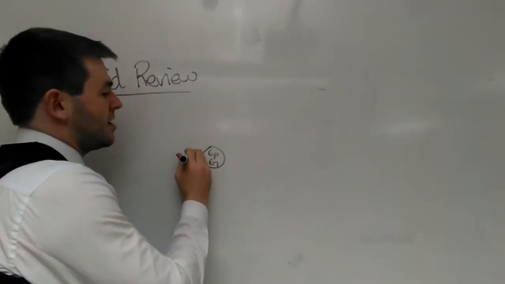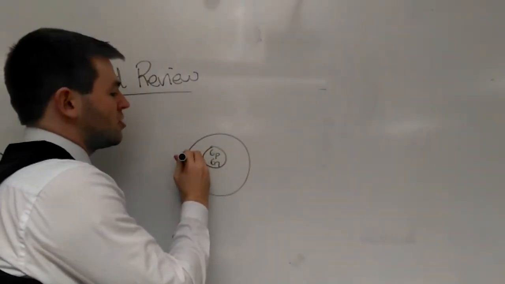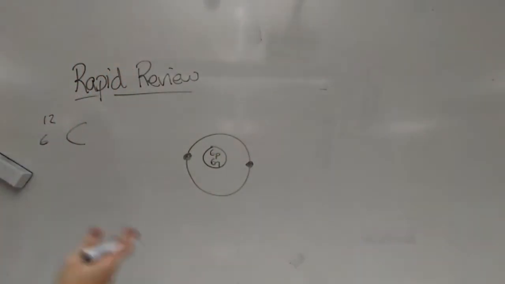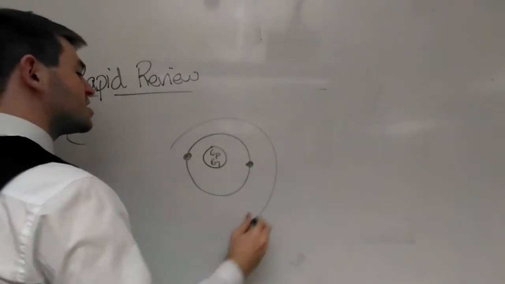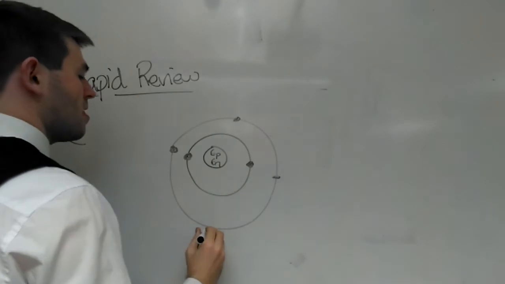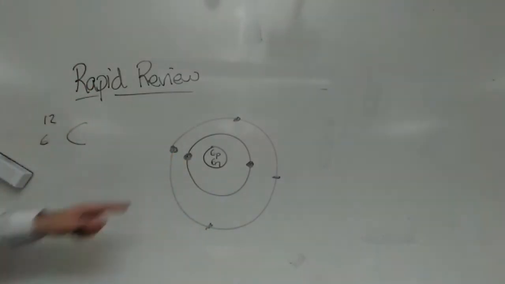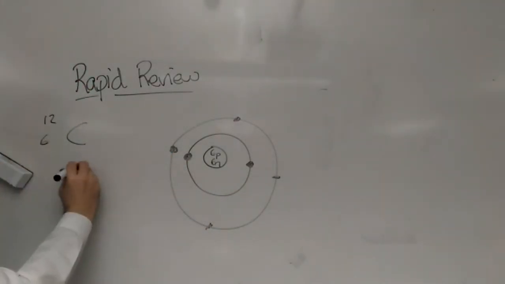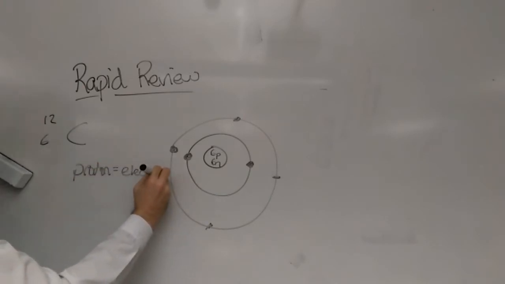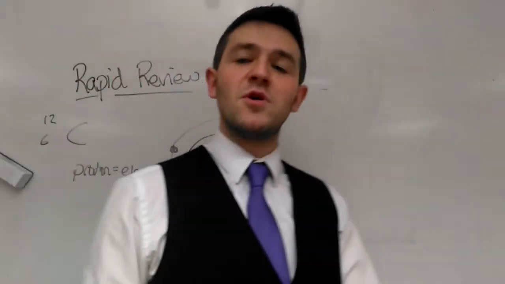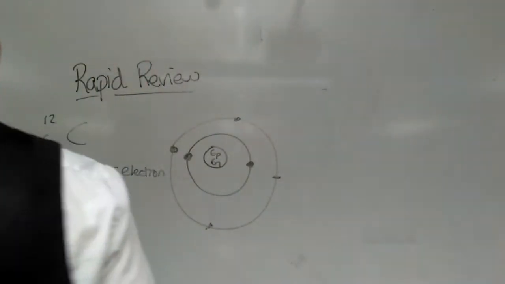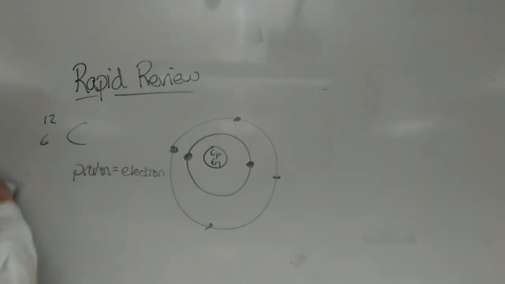Electrons go outside. I can only have 2 electrons in the first shell, always. Maximum of 2. And then in the next shell on the outside, I can have a maximum of 4 here. 2 plus 4 is 6. Protons equals electrons if it's a neutral atom. If it was an ion, it would be different, but that is true for the basic atoms like so.